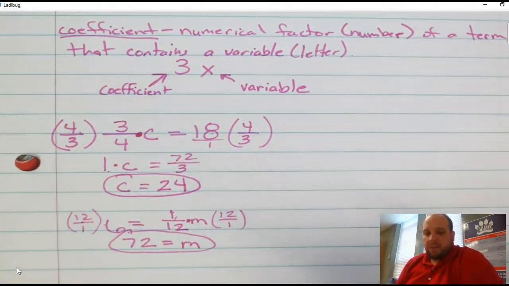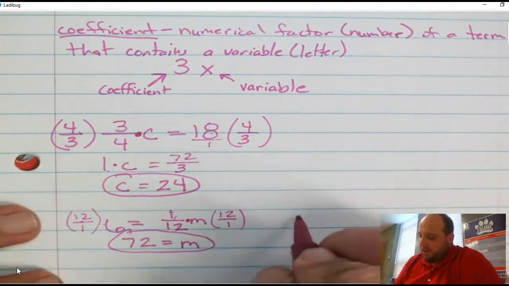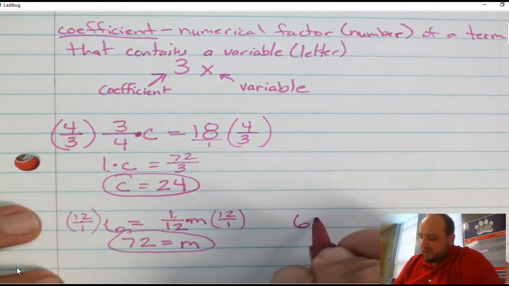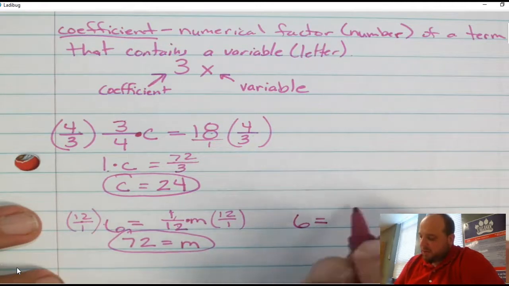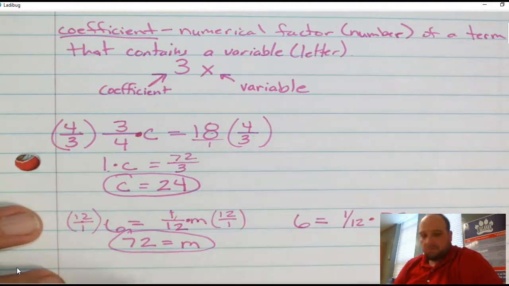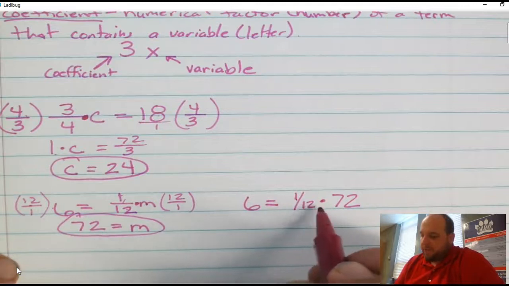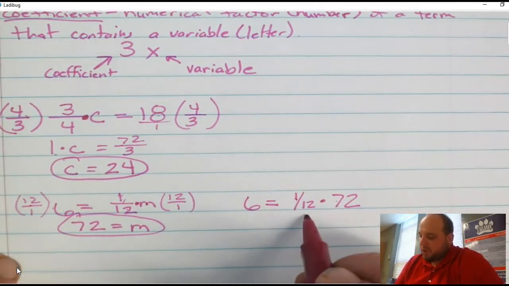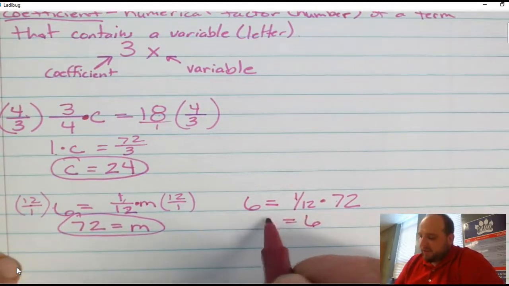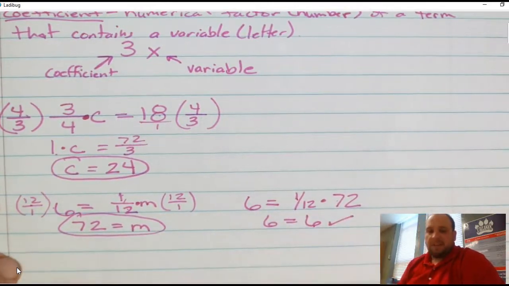I can always double check my answer by putting it back into this equation. So if I put 72 back in, I'd have 6 equals 1/12 times my answer of m, which was 72. When I take 1/12 in my calculator and multiply it by 72, I get 6. And so I ask myself, does 6 equal 6? Yes, it does. So that lets me know I have the correct answer of 72.